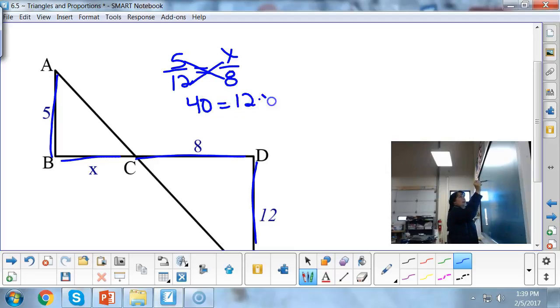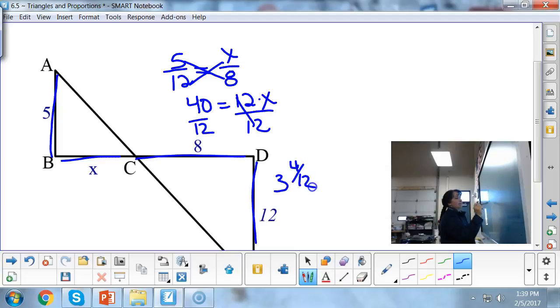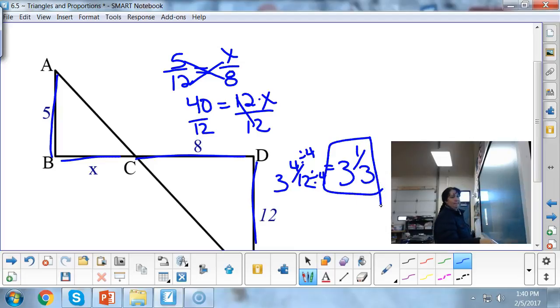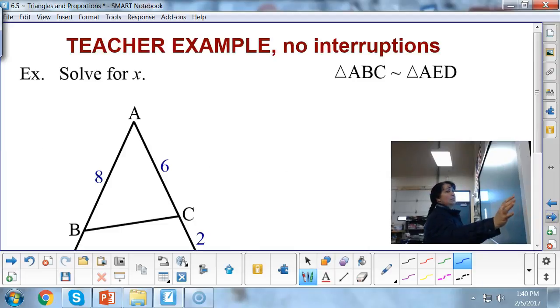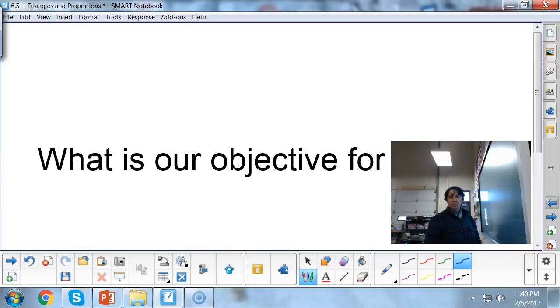equals 12 times x. To isolate the x or get the x by itself, I'm going to divide by 12. 12 times 3 is 36, and that would give me 4 left over. And I could simplify that by dividing the numerator and denominator by 4. And I still have 3 as my whole number and 1/3. So adjust your cups as you need to if you have questions or you need help.